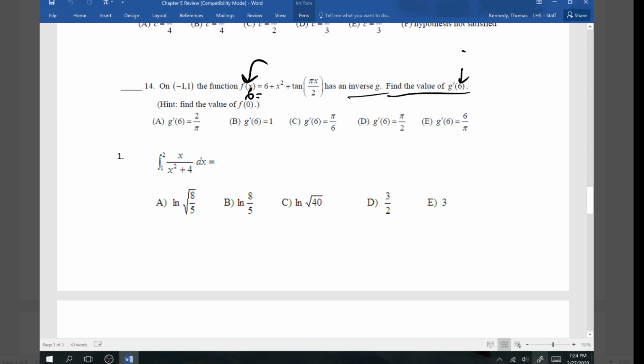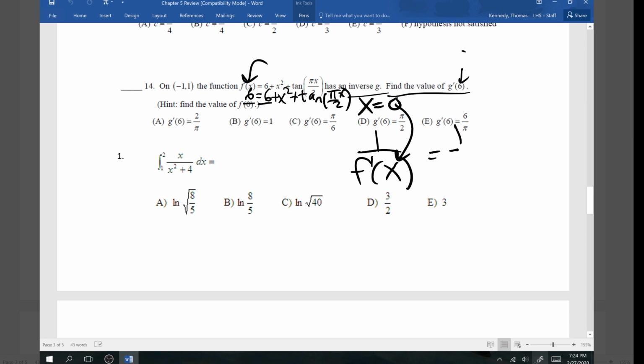So that's why they give you this hint, because it just so happens that when you plug in 6, the solution for this is you just plug in 0 for x, and it makes those second two terms 0. And then 6 equals 6. So if you do that, you know x equals 0, and all you have to do for the inverse is do 1 over f prime of that x value you have to find, which in this case is 0. So I do 1 over f prime of 0.